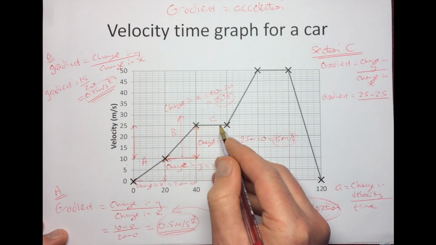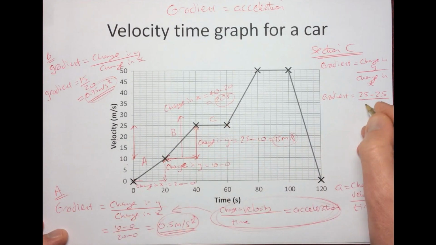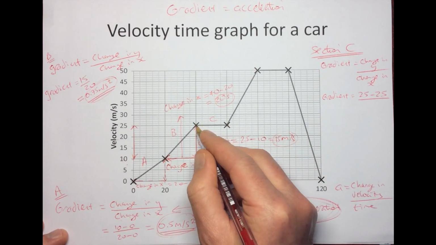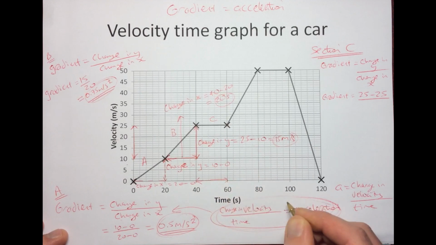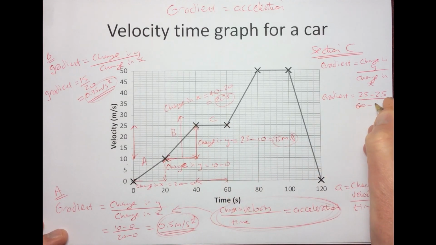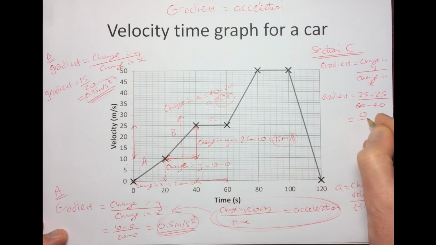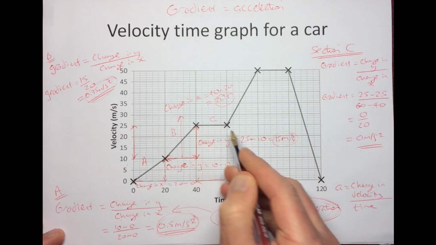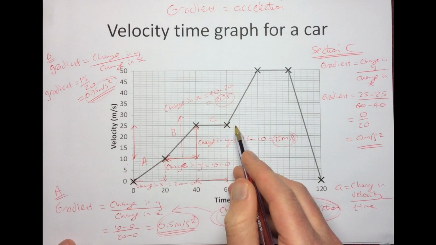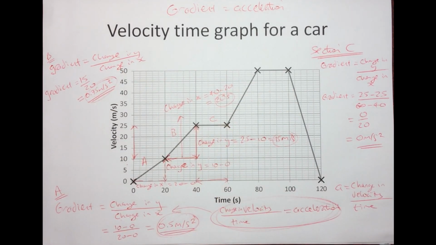And that makes sense because your velocity has not changed during section C. Now your change in x, you start off at 40 seconds and you go up to 60 seconds. So the change in x is your final time, take away your initial time, 60 take away 40, which is 20. So you're going to get 0 over 20, which gives you 0 meters per second squared. And that makes sense because there's no gradient here. The graph is horizontal, no gradient, no acceleration. You're moving at a constant velocity.